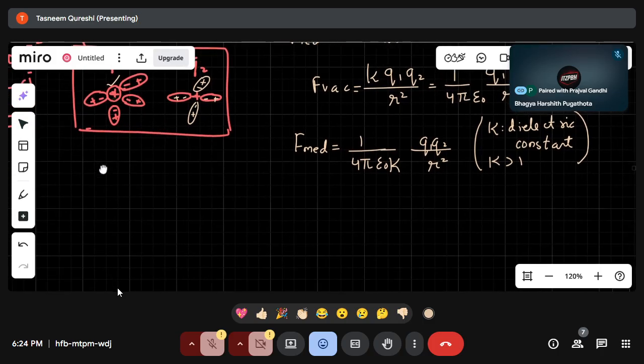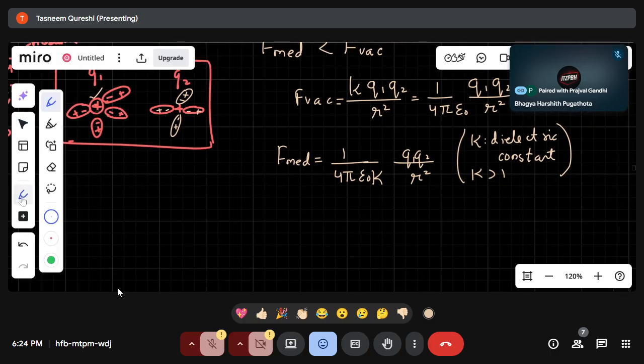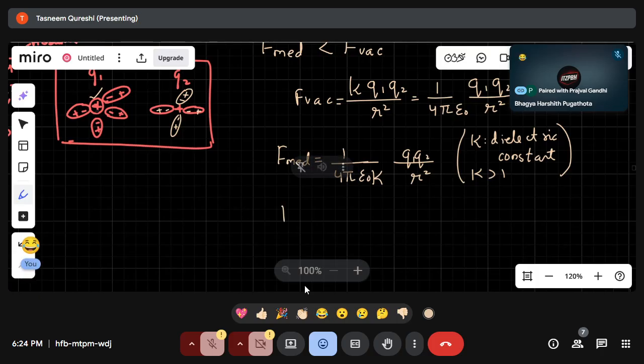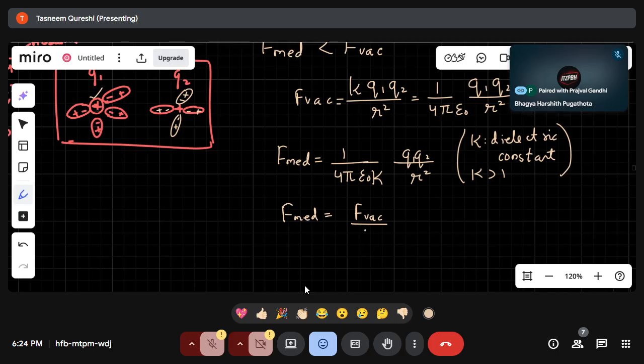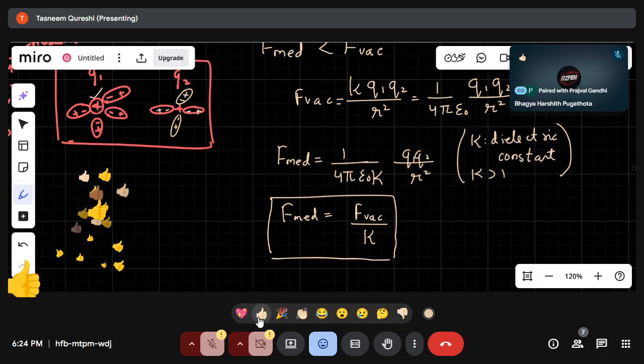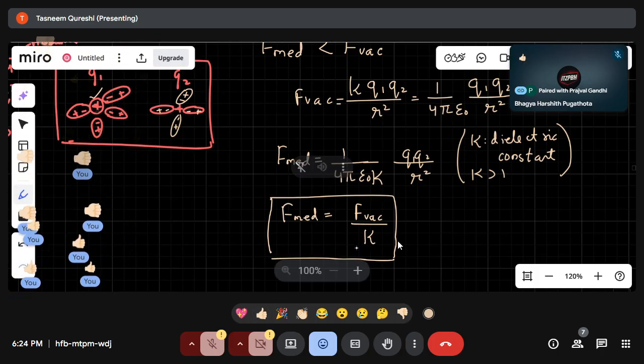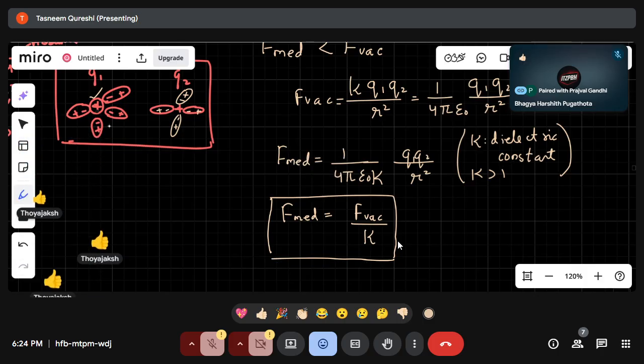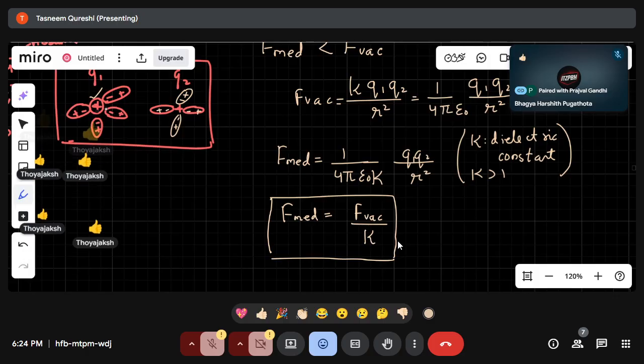Its value is always greater than 1, meaning this entire thing is being divided by a number greater than 1. What happens when you divide anything by a number greater than 1? The overall number gets reduced. So if you pay attention to what I have written here, I have written nothing new. I have just written F medium, like your force in medium, is equal to force in vacuum divided by the capital K. Yes or no, people? Did you get this? Your force in medium gets reduced. How many times? K times. What is K? Dielectric constant of this particular medium in which your charges are kept.